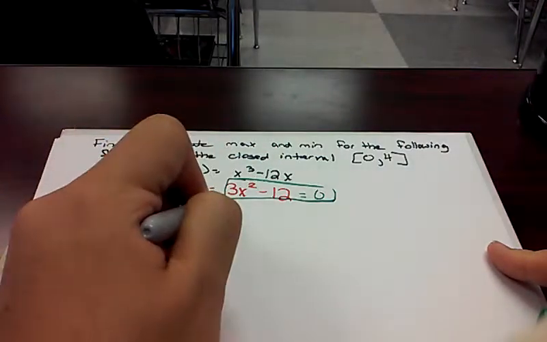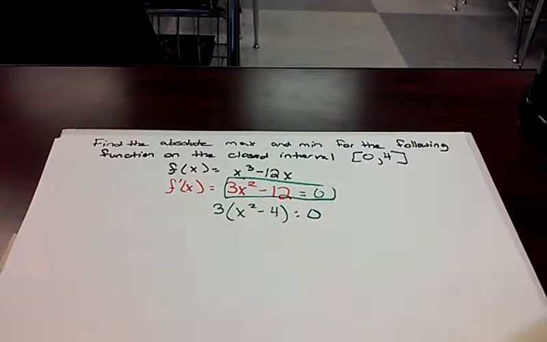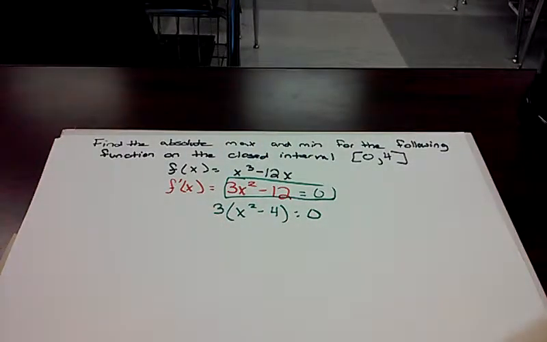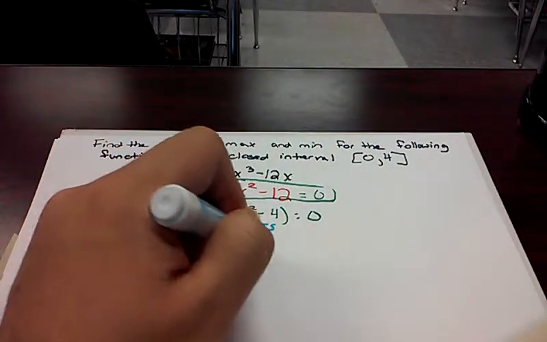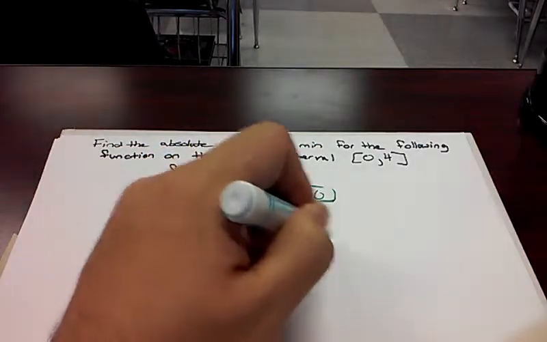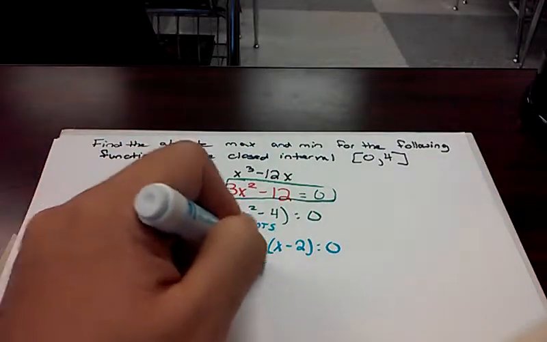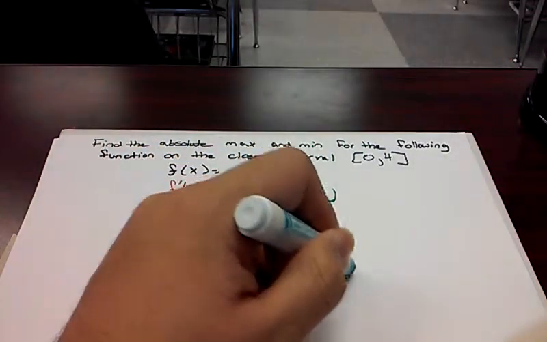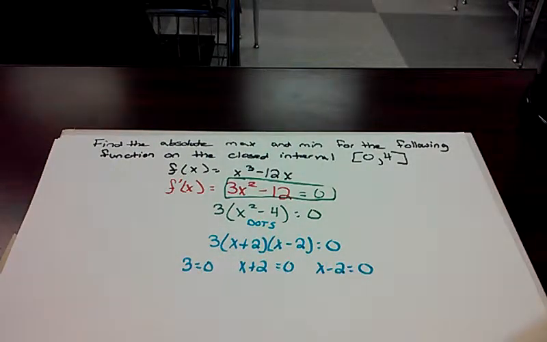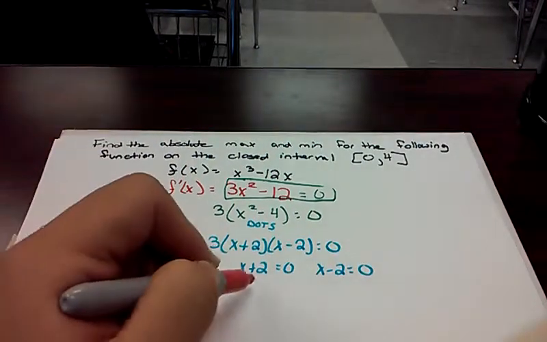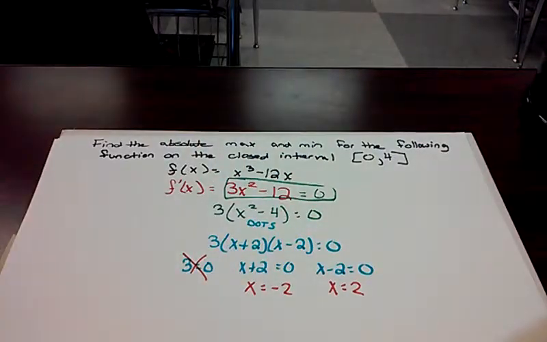If I notice, I can pull out a GCF of 3. That'll leave x squared minus 4. And then I also notice that x squared minus 4 is a difference of two squares, so I can factor that into x plus 2, x minus 2. So I've got it fully factored, and I'm going to set each factor equal to 0. For the first one, 3 is equal to 0 makes no sense, so I can simply cross that solution out. But I end up with x is equal to negative 2 and x is equal to 2. So those are my critical numbers.